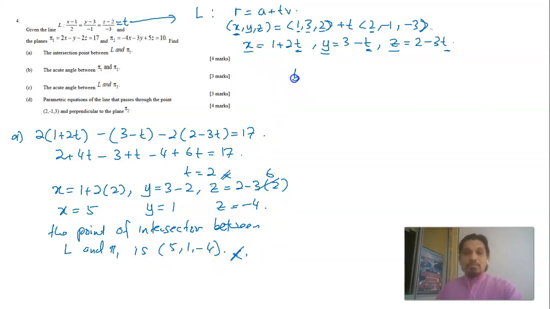Okay, question B. The acute angle between pi 1 and pi 2. So pi 1, which is 2x minus y plus 2z, is minus here, sorry.